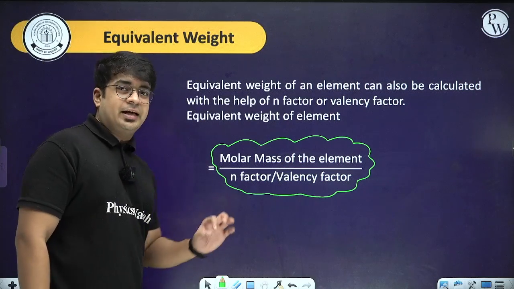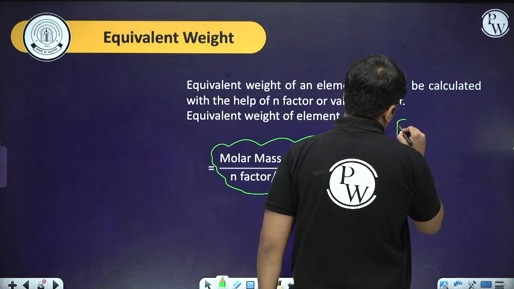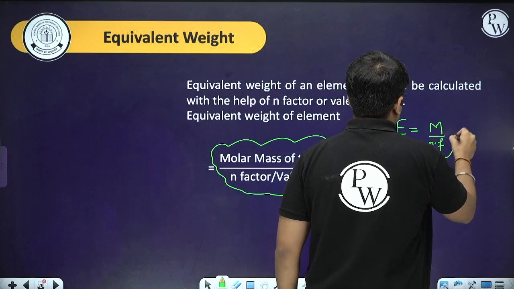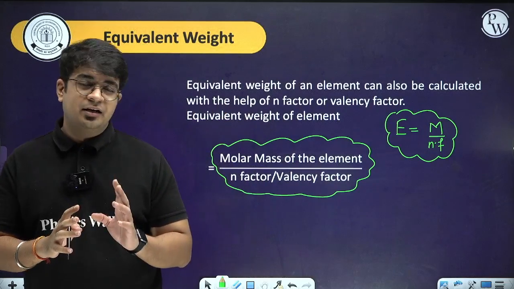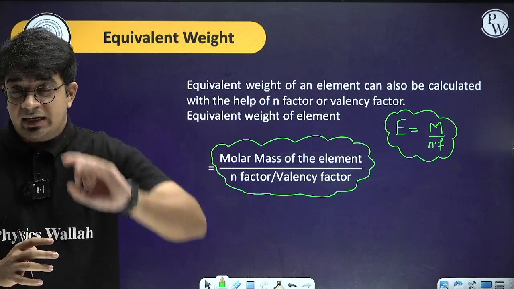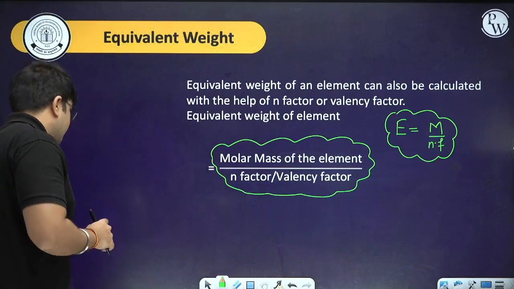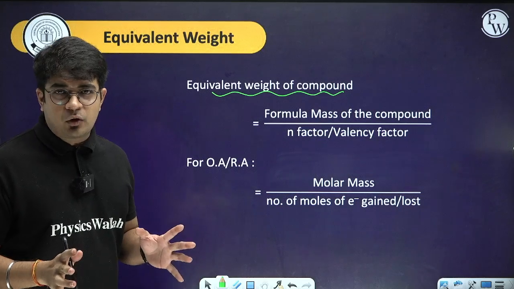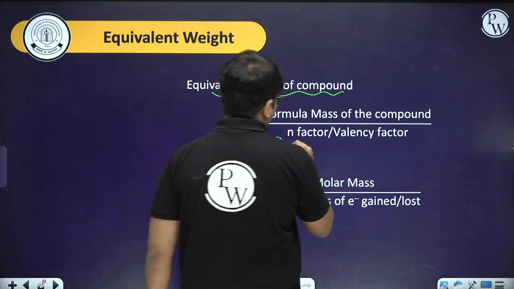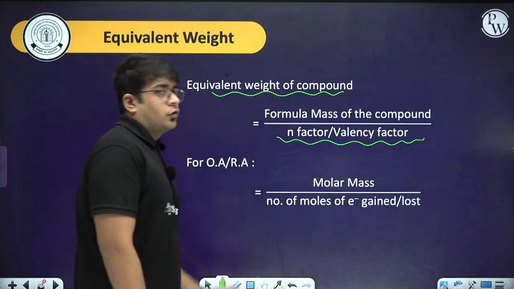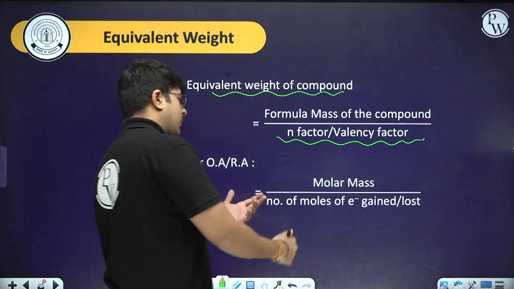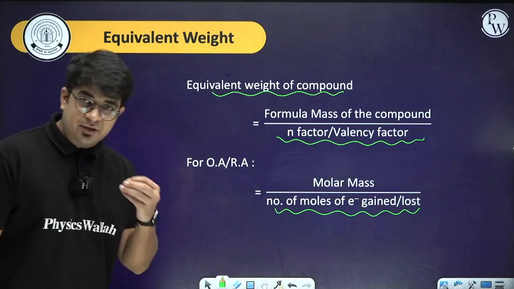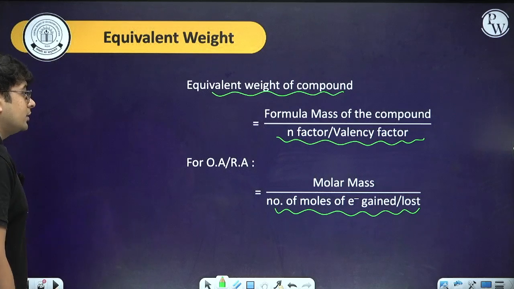And you can calculate this entire part for different types of species. So E will be equal to M by n factor. And n factor can vary depending upon the type of reaction, but always remember it is calculated for 1 mole of that particular species. In the same way, the equivalent weight of a compound is the formula mass, the molar mass, divided by n factor. For oxidizing as well as reducing agents, it is molar mass divided by the number of moles of electrons gained or lost, because that will be the n factor.